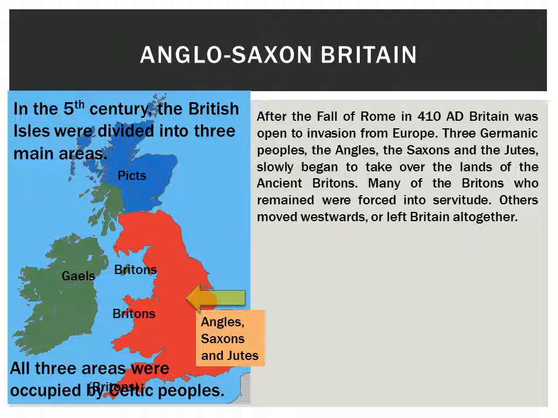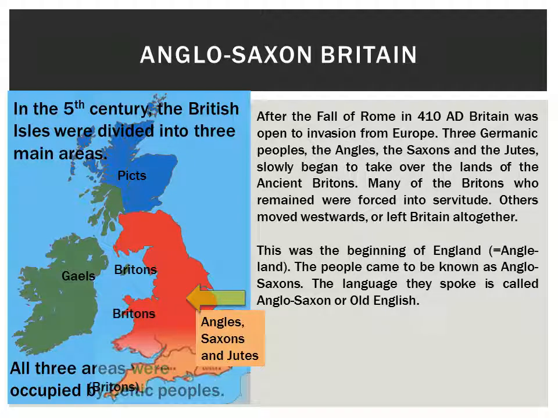So after the Romans left, Britain was open to invasion from Europe, and you got these three Germanic peoples, the Angles, Saxons and Jutes, beginning to take over the lands of the ancient Britons, leaving those who remained to be forced into a kind of slavery, while others would have moved further west into Wales or left Britain altogether and went into Europe. And that's the beginning, really, of what we call England, Angleland. Those people came to be known as Anglo-Saxons, and they spoke a language that's called Anglo-Saxon or Old English.